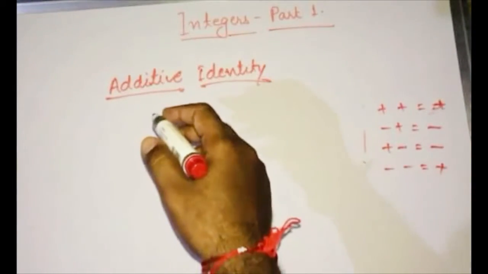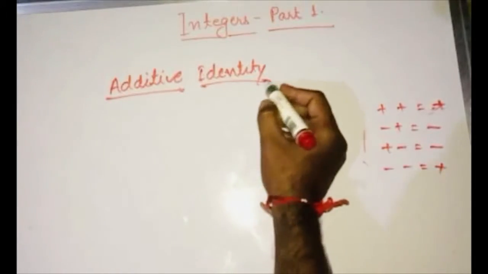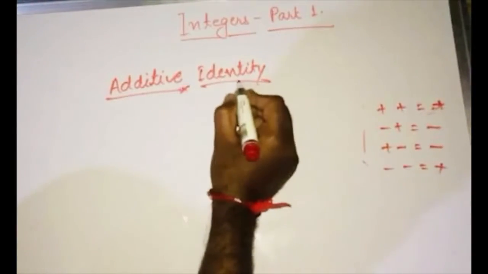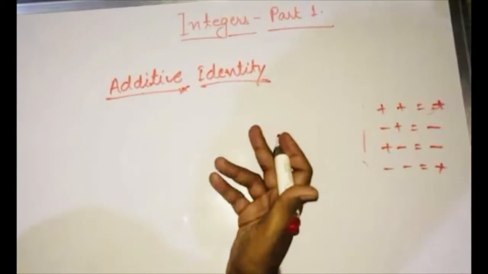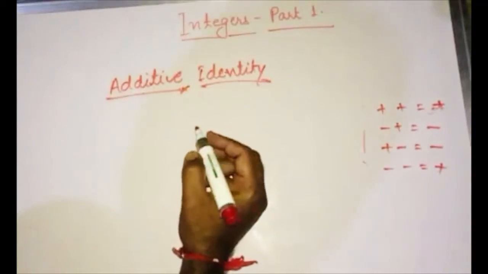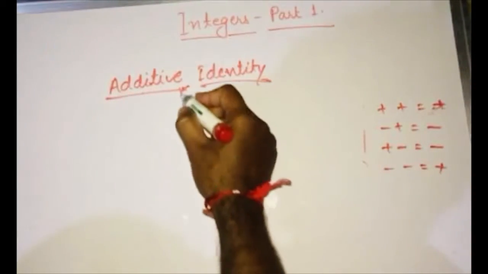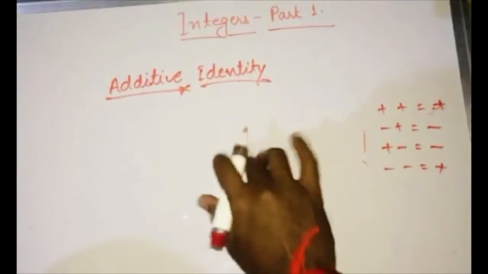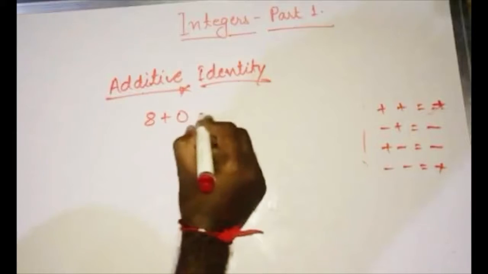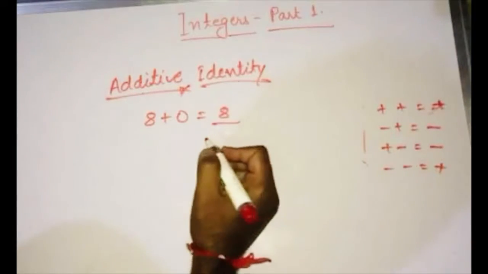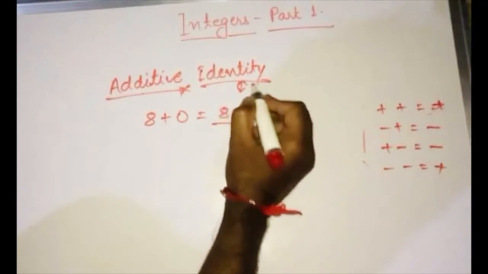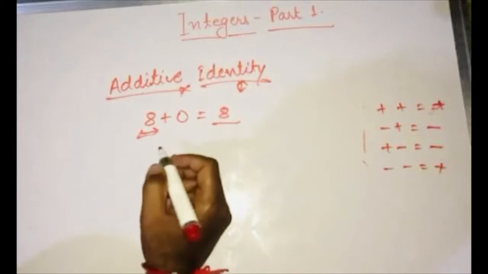Additive means add, when you are adding some number, and identity means identical. Means when you are adding any number, what should be the result? For whole numbers, for example, just before going to the integers, suppose you are adding 8 with 0, so what will you get? 8. It means when you add 0 to any number, you get the identical number, the same number. This is under whole numbers.